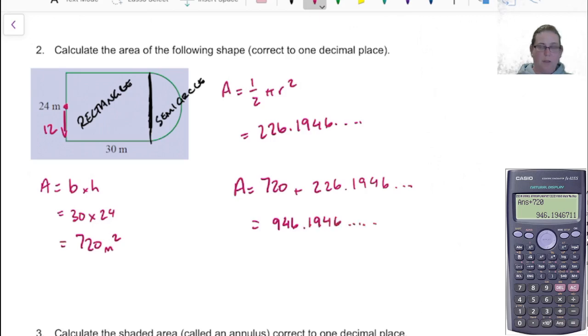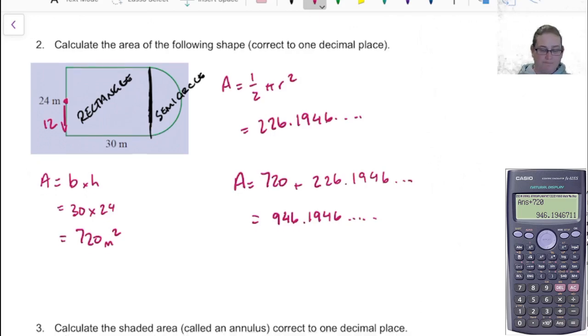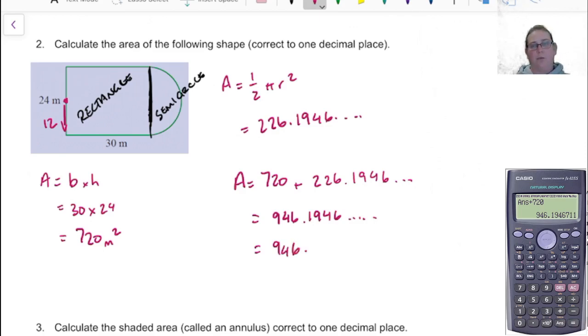So now we have 946.1946. Continuing on. So always round at the very, very end of your maths. It gives you a far more accurate approximation or answer in terms of that rounding, because you haven't rounded too early. So here we want 1 decimal place, so 946. And of course, that first decimal place, the next number along is a 9. So that 1 has to become a 2. And then, of course, we've got meters for our units of measurement, so meters squared.